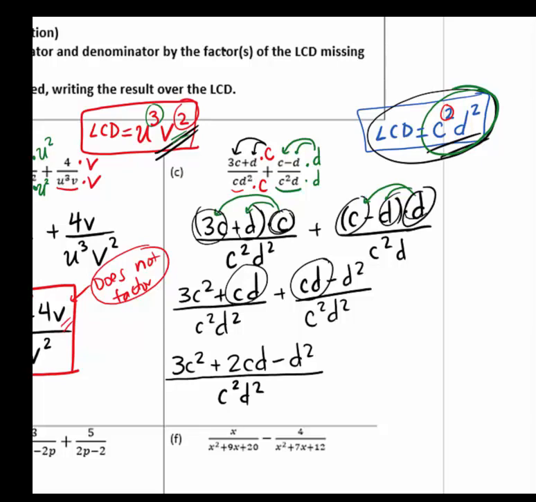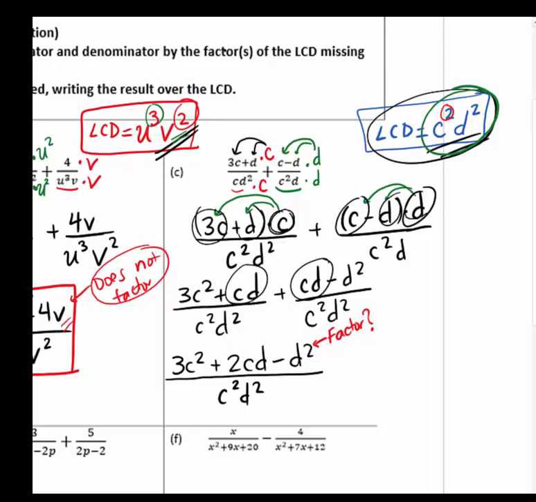Okay, so we've added them together. Now I want to see if I can reduce. But in order to reduce, I have to see if either of these factor. The denominator is just one term, though. It's c squared d squared, so it has no hope of factoring. I guess I'll see if the numerator can factor. What kind of technique would I use? It has no common factor. The first two terms have a c in common, but not the third. The second and the third have a d in common, but not the first. So there's no common factor.